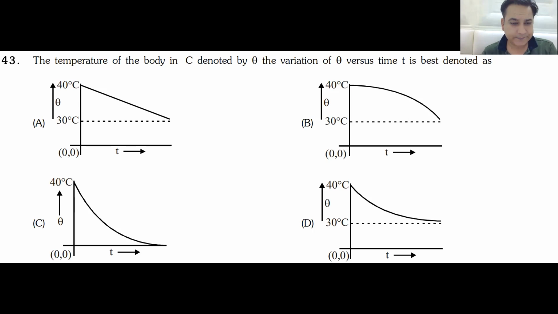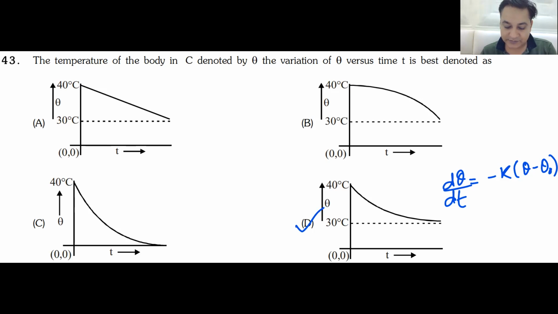Which graph? Remember, this is an exponential graph. Do you know this? d theta by dt is minus k times (theta minus theta naught). You know this? Yes or no, beta? The only graph which matches this is graph number 4, and therefore that is your answer. Yes or no? Yes, sir.